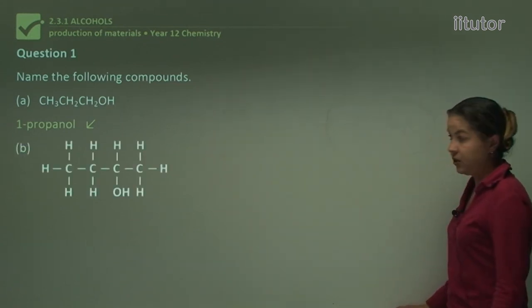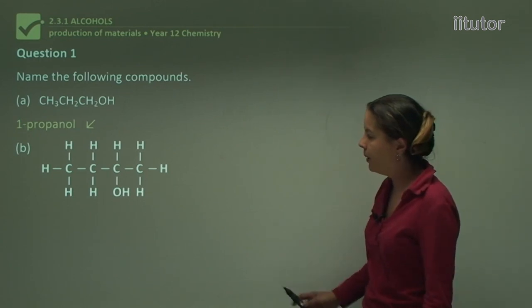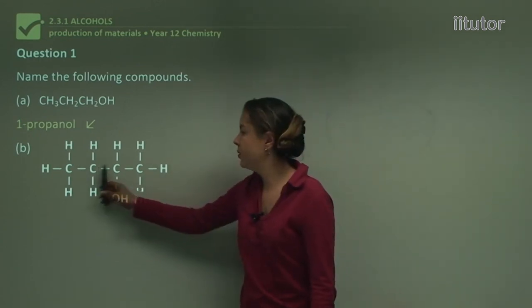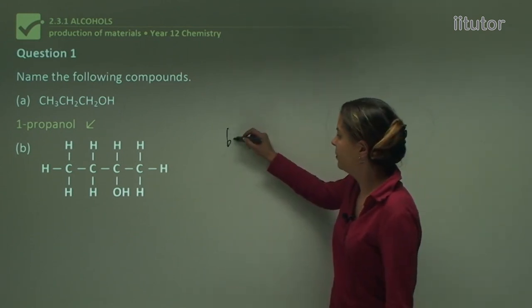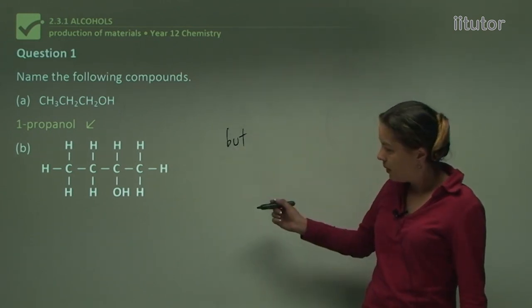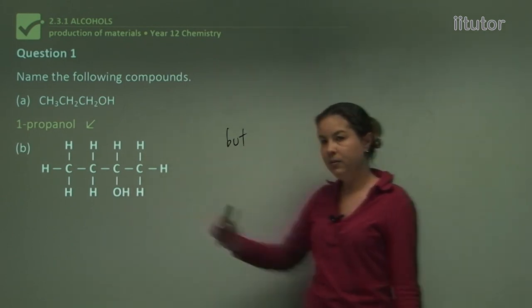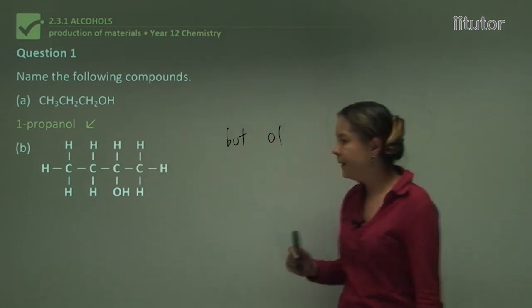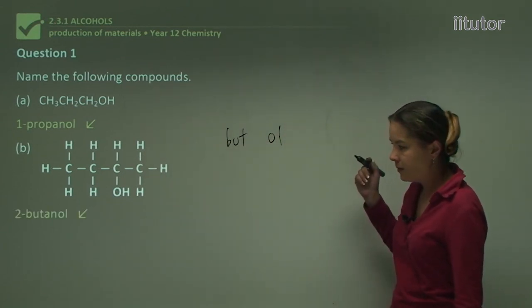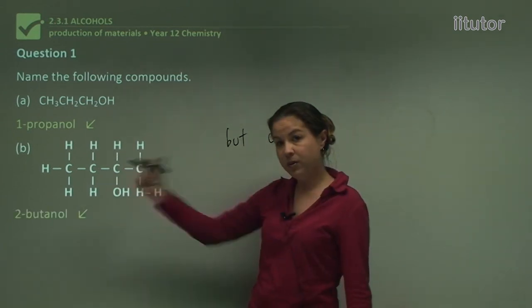Now part B, we have a structure instead. Name this compound. Count the carbons: 1, 2, 3, 4. So meth, eth, prop, but. So but. Alcohol group, yes, so it's an ol. Where's the group? 1, 2, 3. But with these compounds, you can go backwards and forwards.